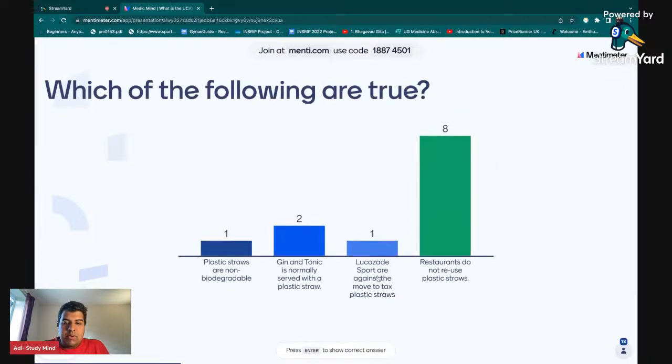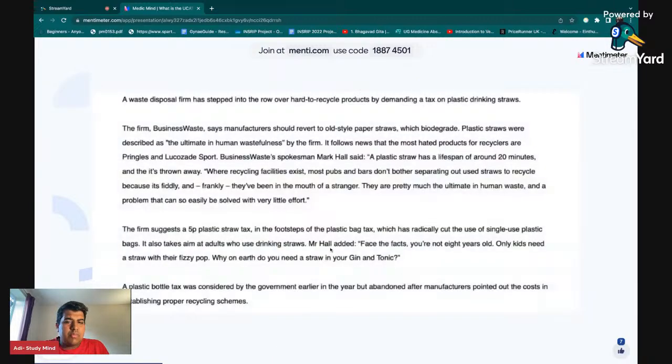Okay, Lucozade Sport are against the move to tax plastic straws. I saw earlier that Lucozade was mentioned. It follows news that the most hated products for recyclers are Pringles and Lucozade Sport, but that's about it. There's no other mention of Lucozade Sport, so it's a big assumption to get there. There's not enough information to back it, so I'm just going to keep that to the side.